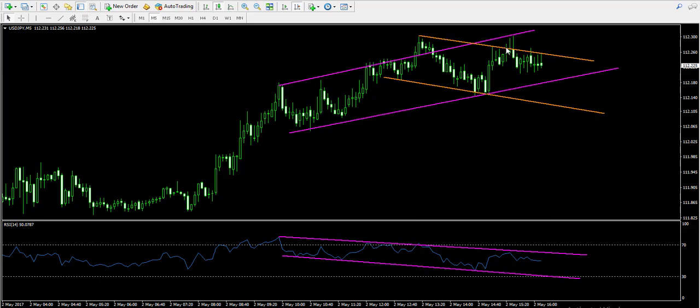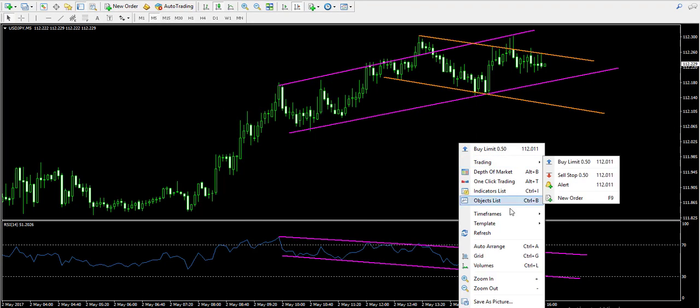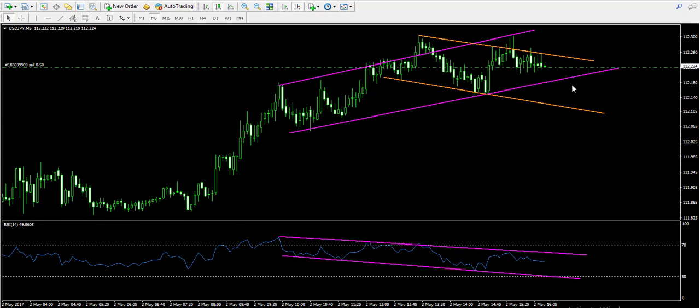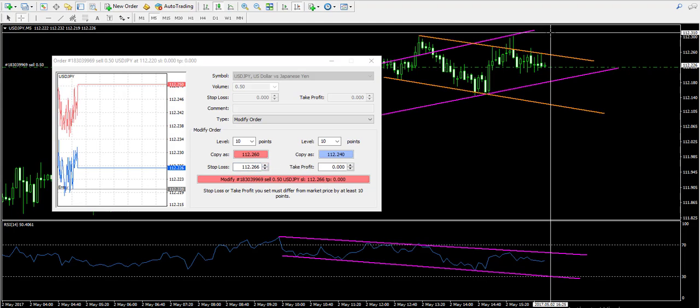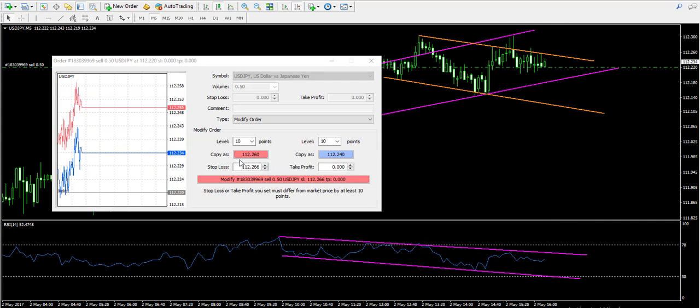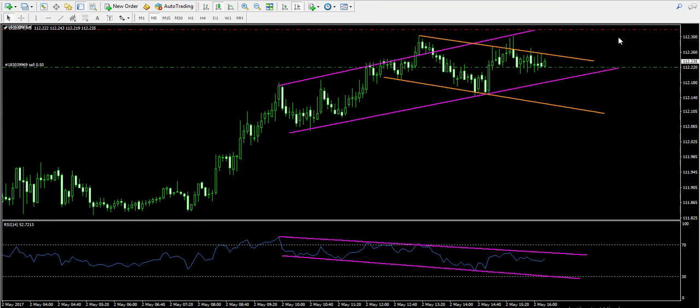And since the price is attempting to bounce from the upper level of this orange channel I just drew on the chart, I intend to immediately sell the American dollar Japanese yen forex pair for half a lot, placing a stop loss order above the last tops on the chart, somewhere at 112.32 maybe.